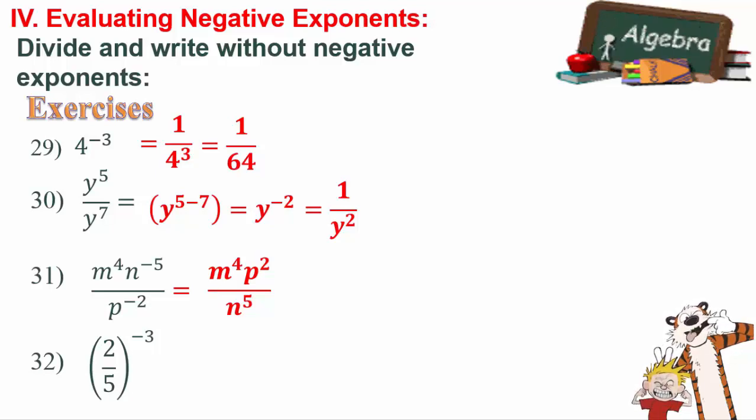In number 32, we have 2 over 5, and the whole thing is to negative 3. Well, I'm going to work this out on the whiteboard also. In example number 32, I have 2 over 5 to the negative 3. Now here I have the negative exponent outside of a bracket, and inside the bracket is a quotient. Well, this is the same thing because we have to make the negative 3 affect both the top and the bottom. So this is the same thing as 2 to the negative 3 and 5 to the negative 3.